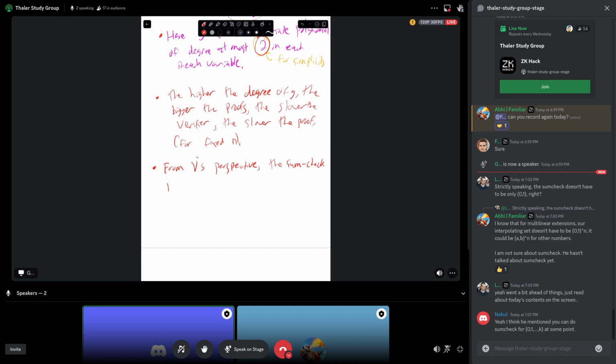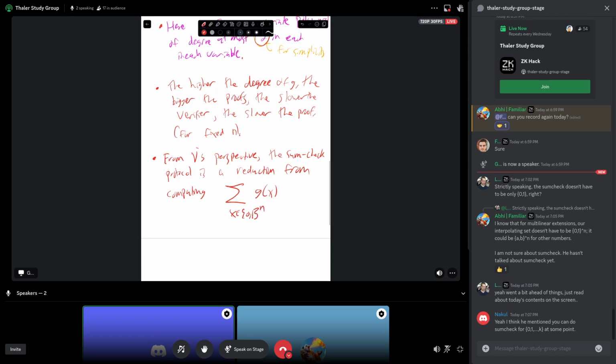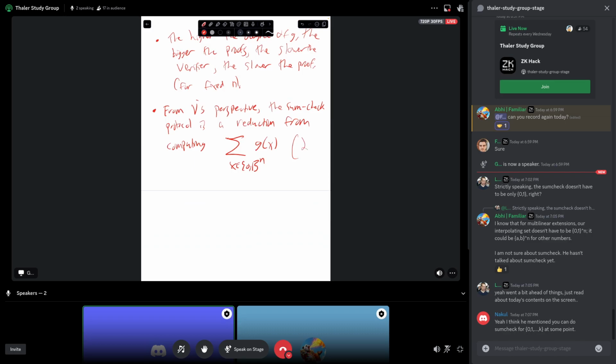So from the verifier's perspective, the SumCheck protocol is a reduction from the hard work of computing this big sum, summing 2 to the n evaluations of G, to the potentially much easier task of evaluating G at a single point. The only wrinkle is that now r comes from the whole field.